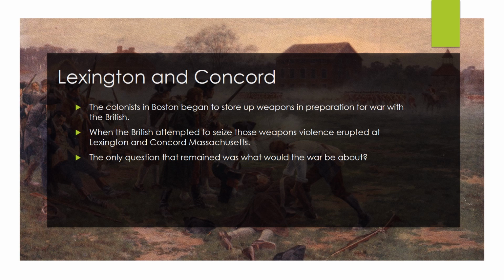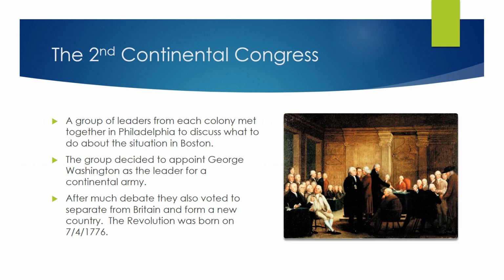Now, the question still remained, what was this war going to be about? Is it just going to be about weapons? Is it just going to be about taxes? Is it just going to be confined to Boston and the areas around Boston? Or is this going to be a war about something more? And that's where we have the Second Continental Congress come into play. The Second Continental Congress is a group of leaders from the colonies who are going to get together to discuss the issues going on in Boston.